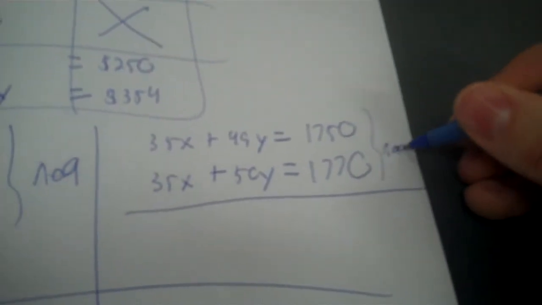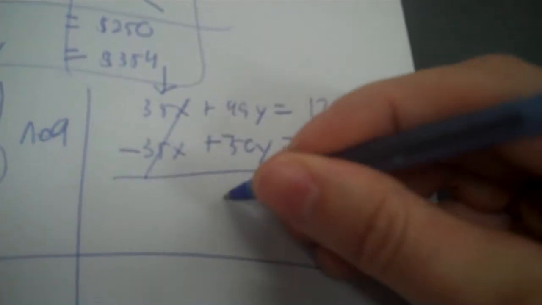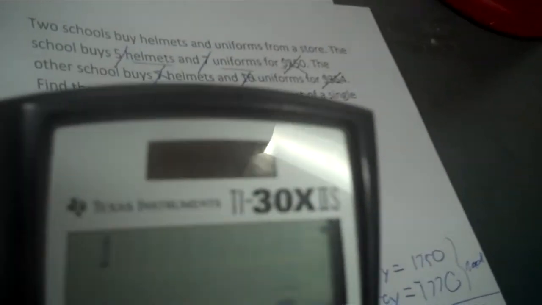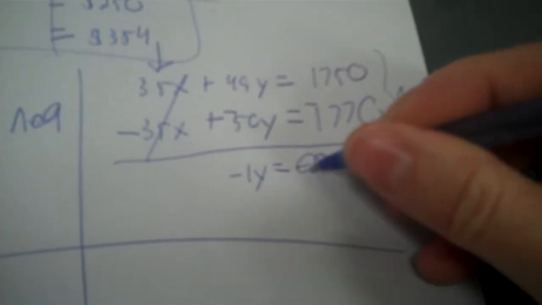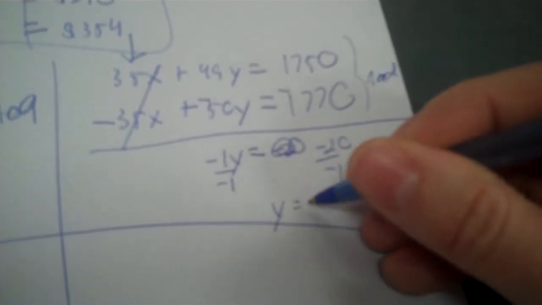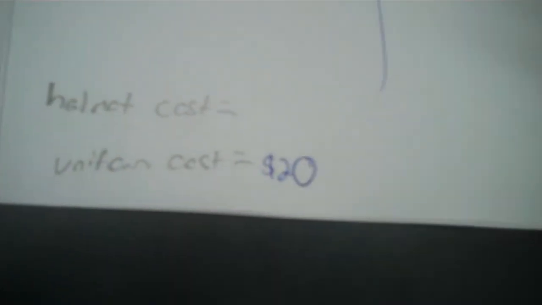Okay, now they don't add to 0, but you at least have the same number. So if you go sign change, now they add to 0, but then the rest of this is changed. So 49 plus negative 50 is negative 1Y, and if I take 1,750 plus negative 1,770, you get negative 20. Now divide by negative 1, and Y equals 20. So there's Y, okay, that's your uniform cost. So the uniform cost is 20 bucks.